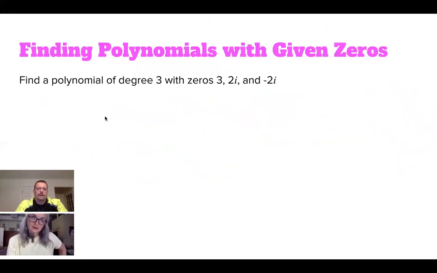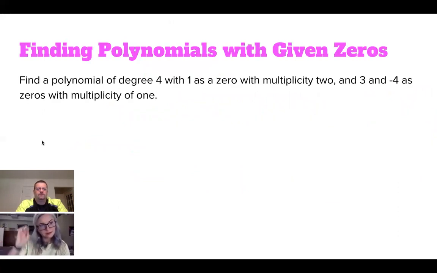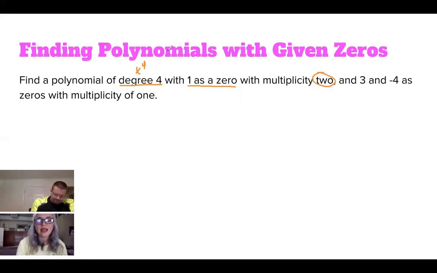All right, let's try another. One that I tried to do a million times ago because I can't figure out my draw tool today. Okay, so we wanted a polynomial of degree 4, and let's read through this. We have 1 as a 0 with multiplicity 2. What does that mean? That means that x is equal to 1 for this problem 2 times. So I'm going to have x minus 1 and then another x minus 1.